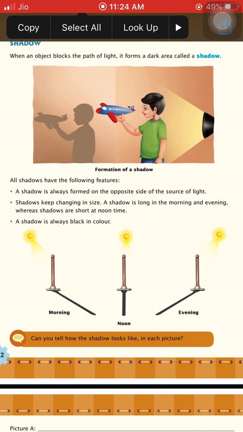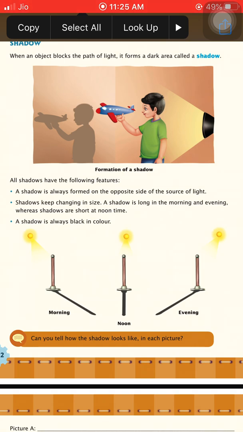Similarly, at noon time, the sun appears at the head of this object, so the shadow is formed similar to the object but small in size. Next one is evening.